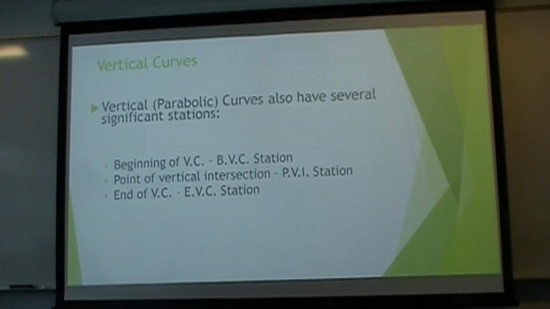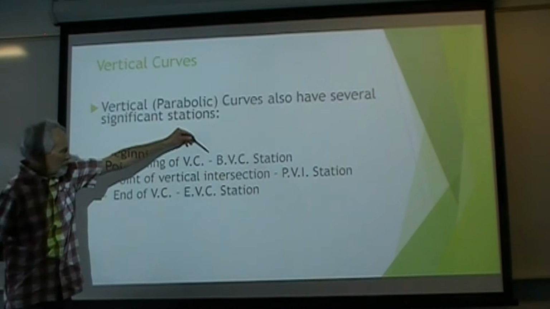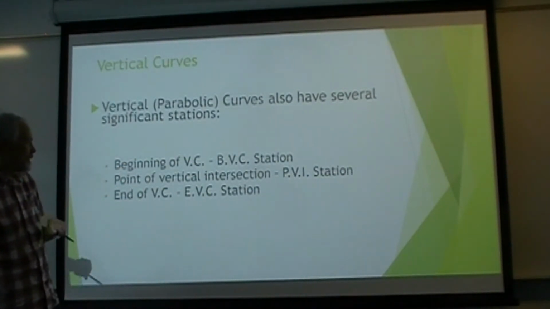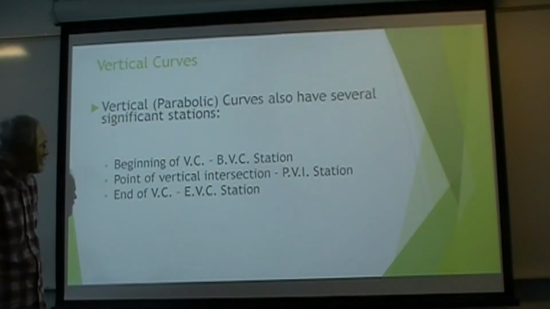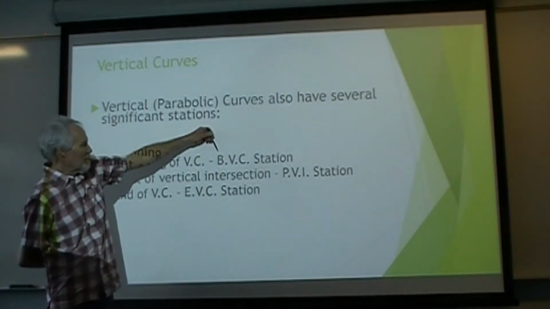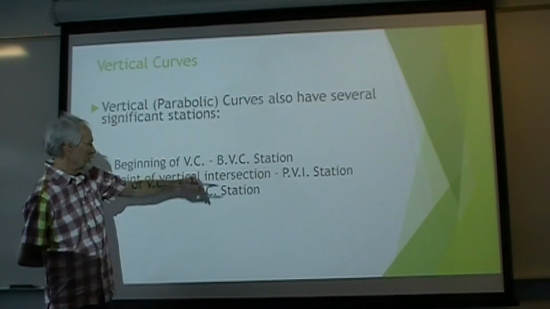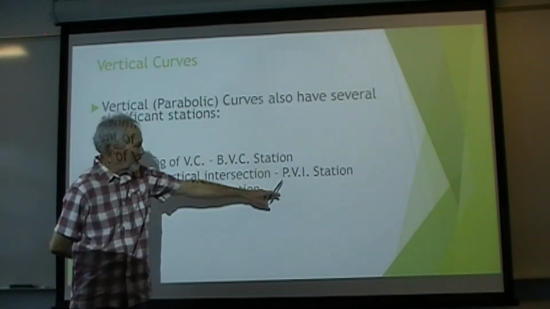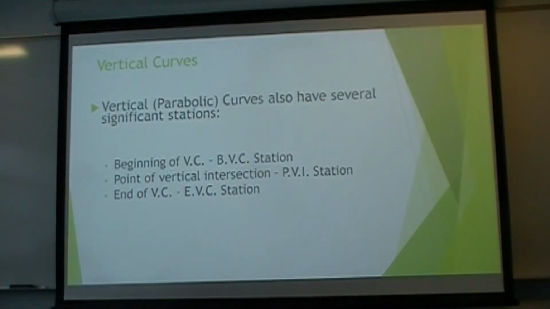Used less often. Vertical curves are going to have significant stations associated with them. Three primary ones: the beginning of the curve, BVC; PVI, point of vertical intersection; and EVC, your end of vertical curve. Some people use the terms PVC for point of vertical curve and PVT for point of vertical tangency. Some people even call these PIs, but I think that's a bad way of thinking, because we think of horizontal PIs and they're not the same at all.